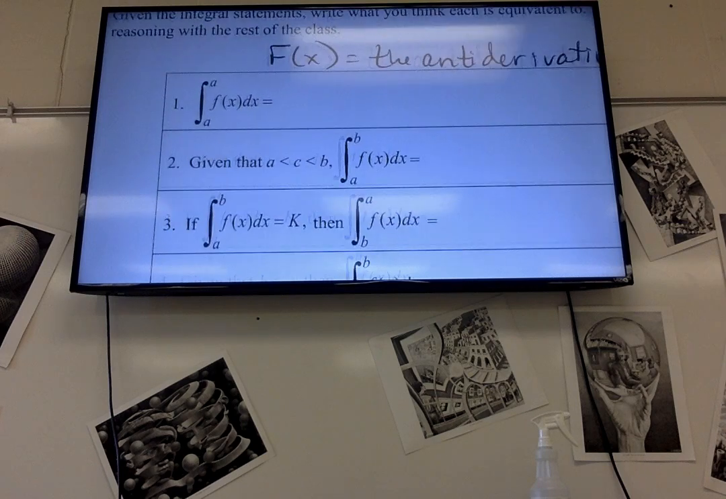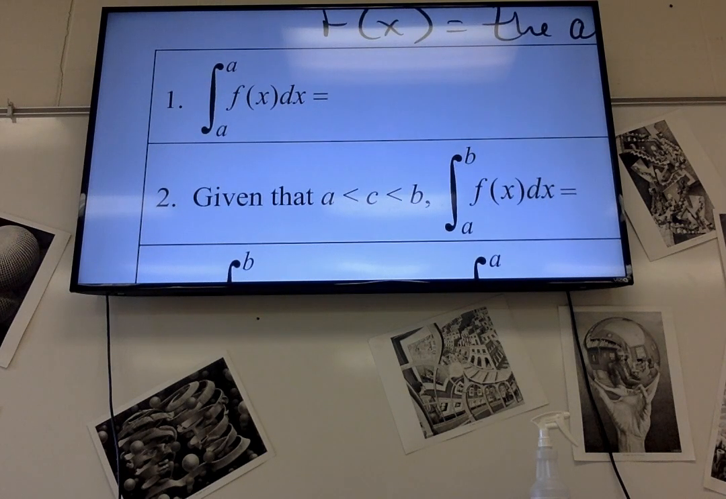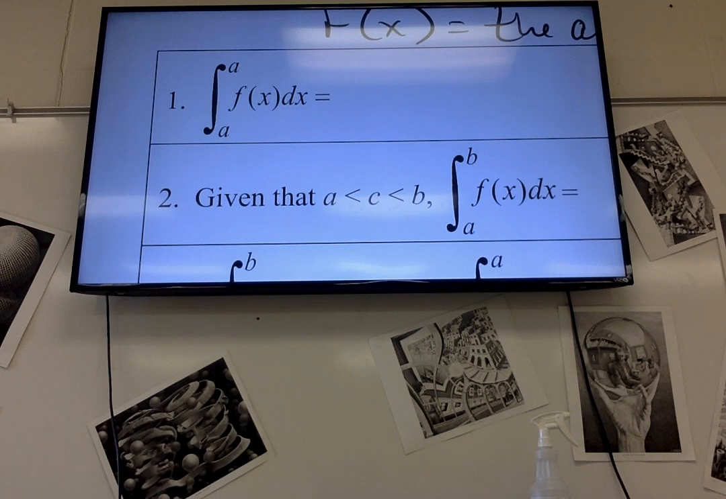Okay, so if I do the antiderivative from A to A, it's 0. There you go. Because it's going to be F of A minus F of A.